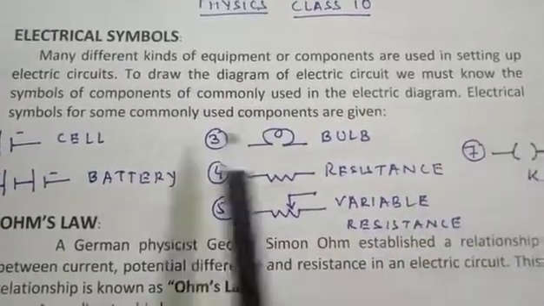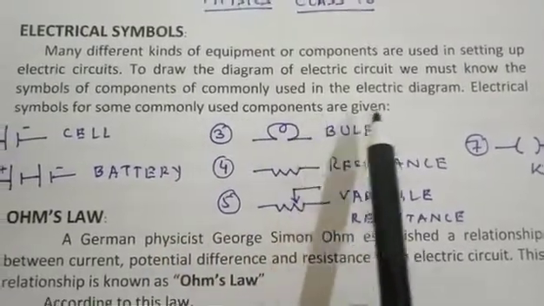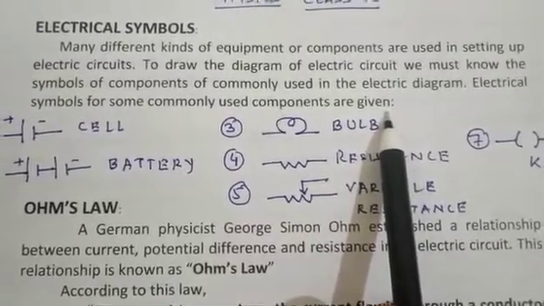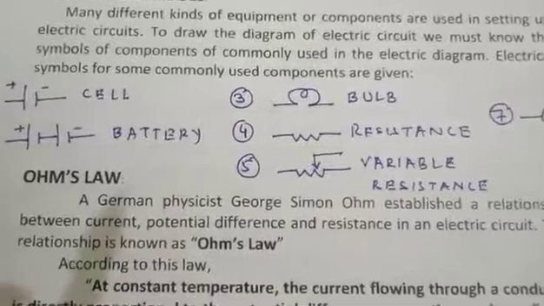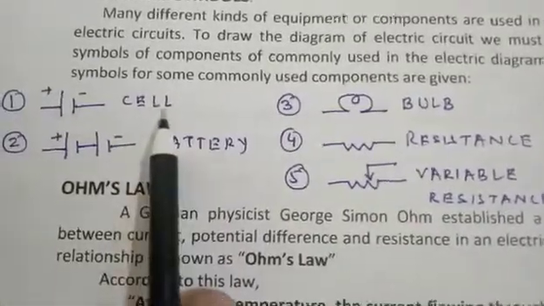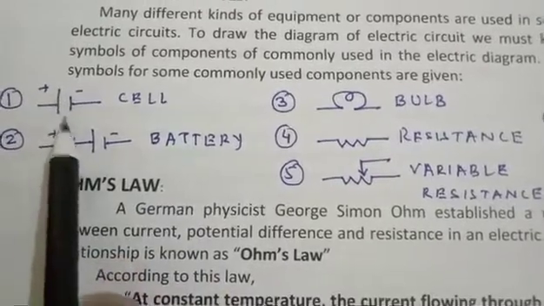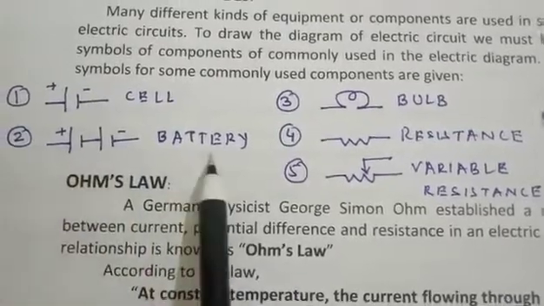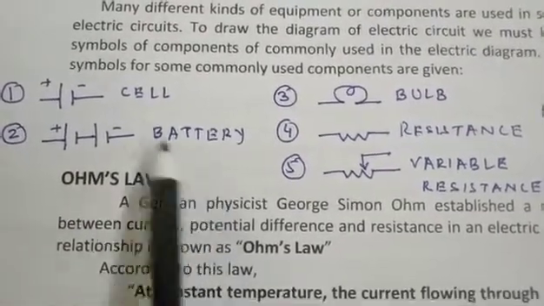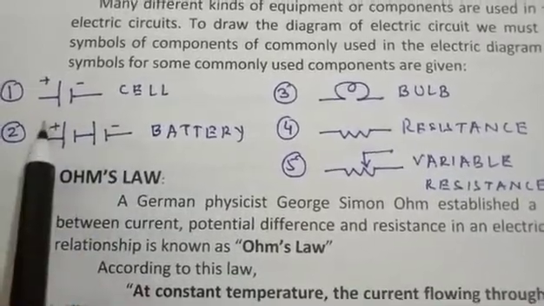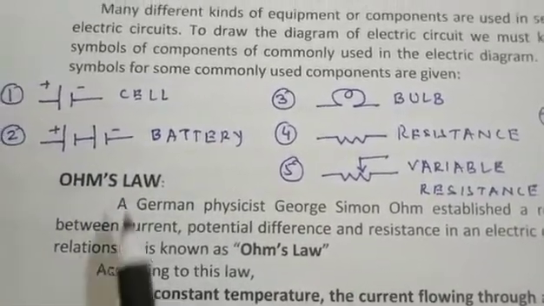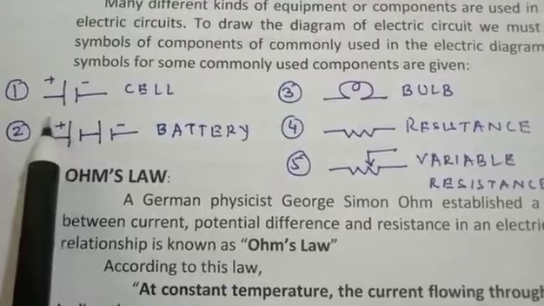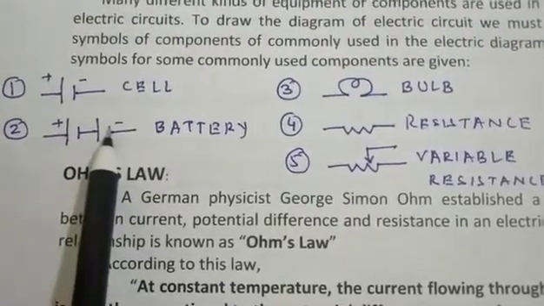Electrical symbols for some commonly used components are given here. I have drawn some of the component diagrams here. The first one represents a cell. The bigger line is the plus and the smaller one is the minus. The second one is a battery. A battery is a combination of cells. When we arrange two or more cells, we get a battery. Look at the combination, starting from plus and ending with minus.